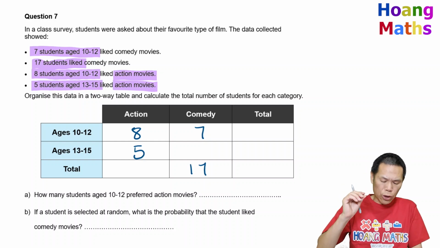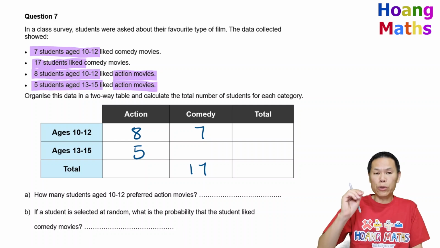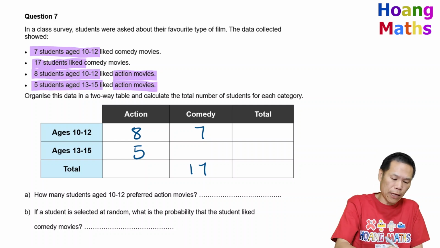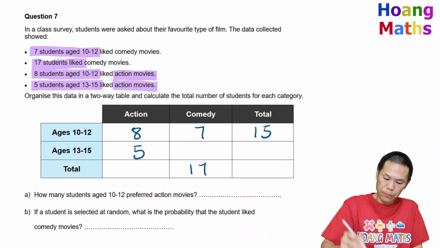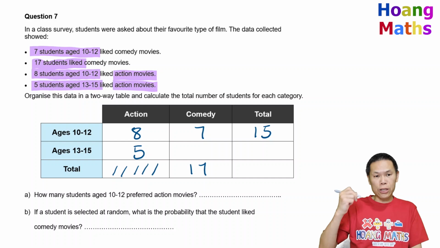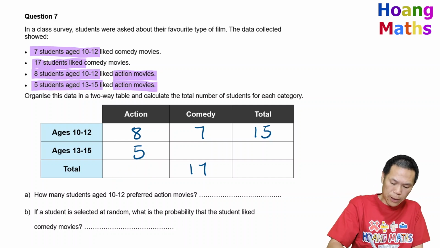We can work out the total number of students age 10 to 12. We just add 8 plus 7, which is 15, so write 15 here. Then we can work out the total number of students who like action movies. 8 plus 5 gives me 13.